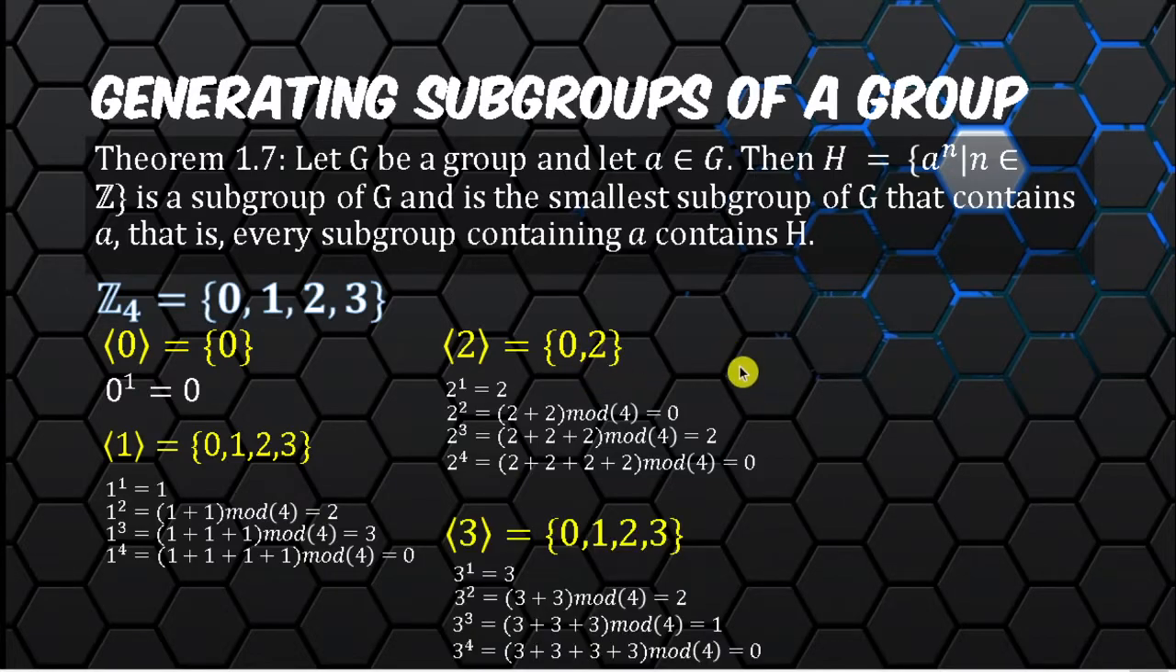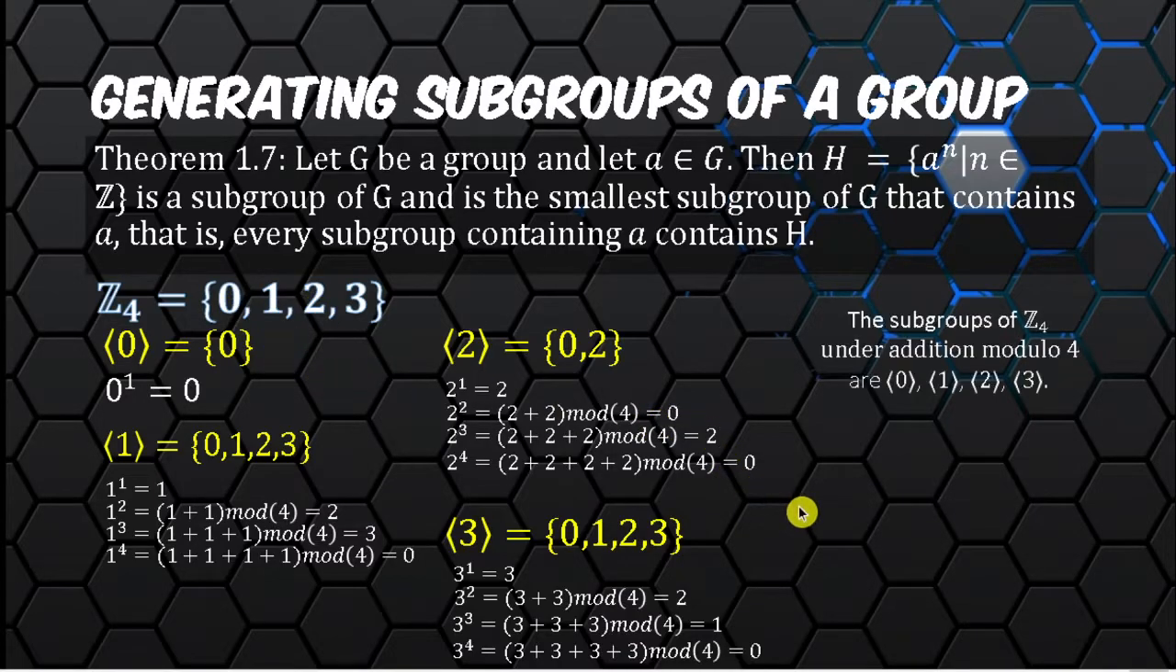And then of course, the last subgroup, the subgroup generated by the element 3, we do the same, and we'll arrive at a set containing the entire elements of Z sub 4. So, what are the subgroups of Z sub 4 under addition modulo 4? Apat yan. Ito yung mga subgroups, yung mga set na ito.